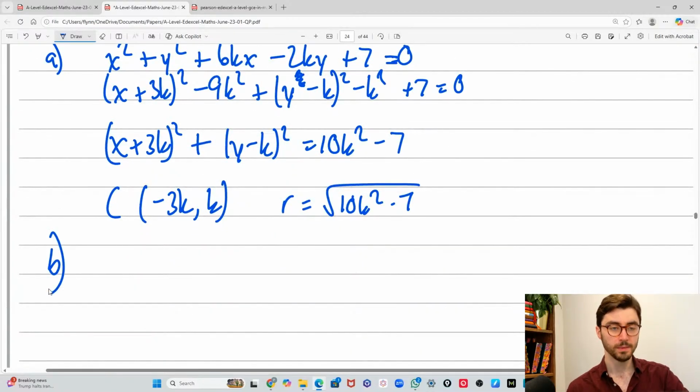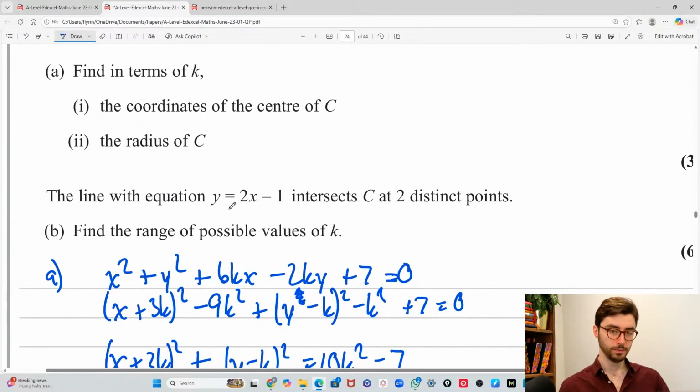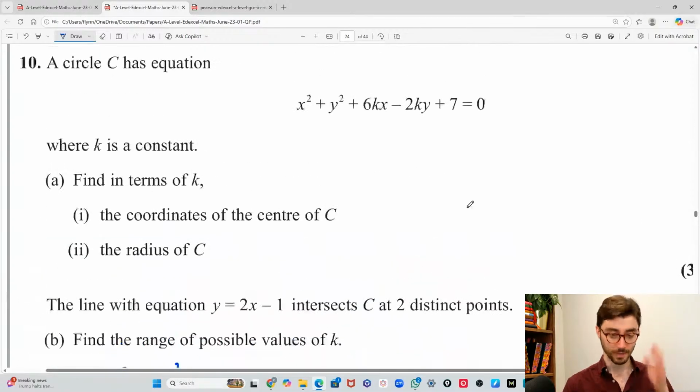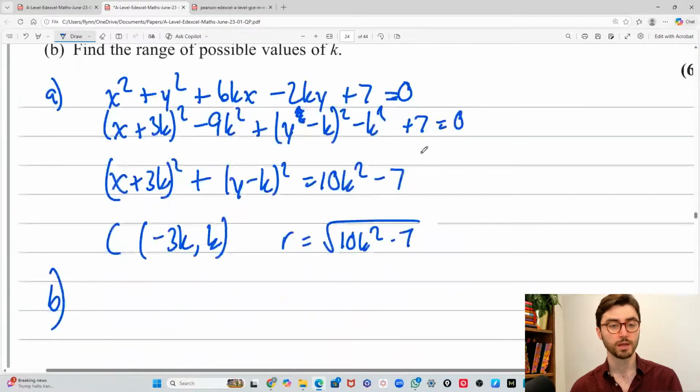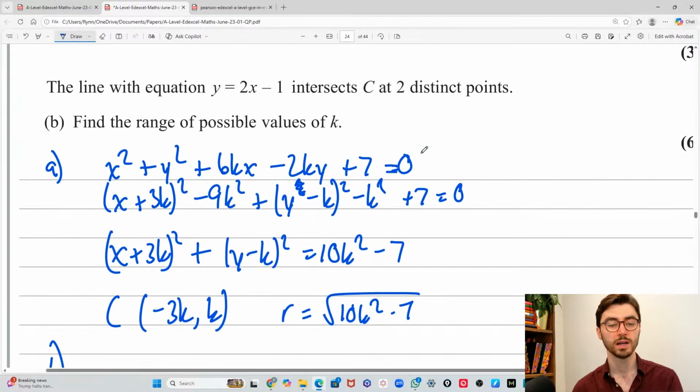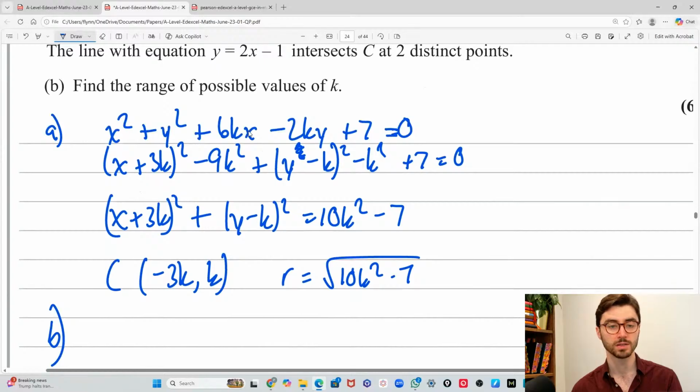So for B, the line intersects the circle at 2 distinct points. This is a fairly standard thing where you just substitute that into the equation, which would give you a quadratic in x. Because it intersects at 2 distinct points, you immediately know that quadratic will have a discriminant that is bigger than 0. That's exactly what we're going to do. So now we're going to say y is equal to 2x minus 1.